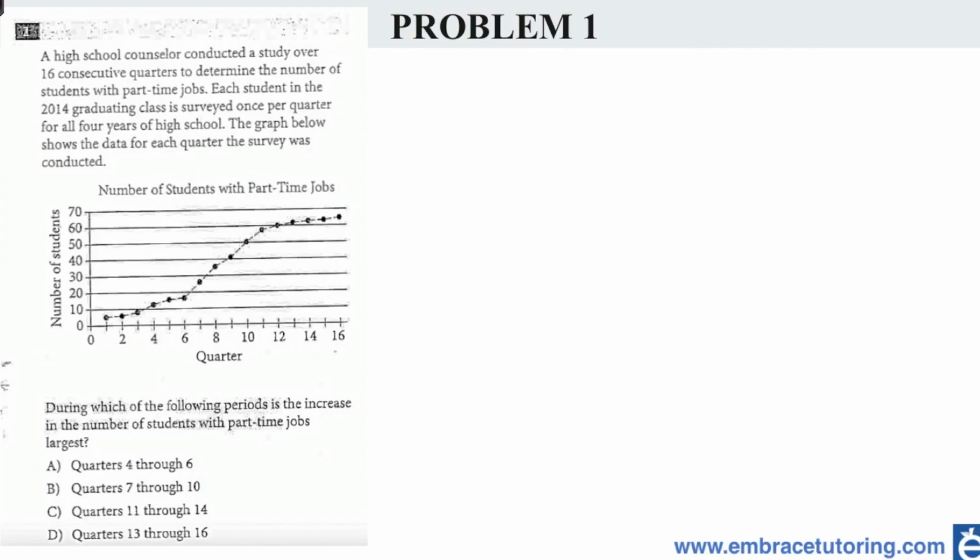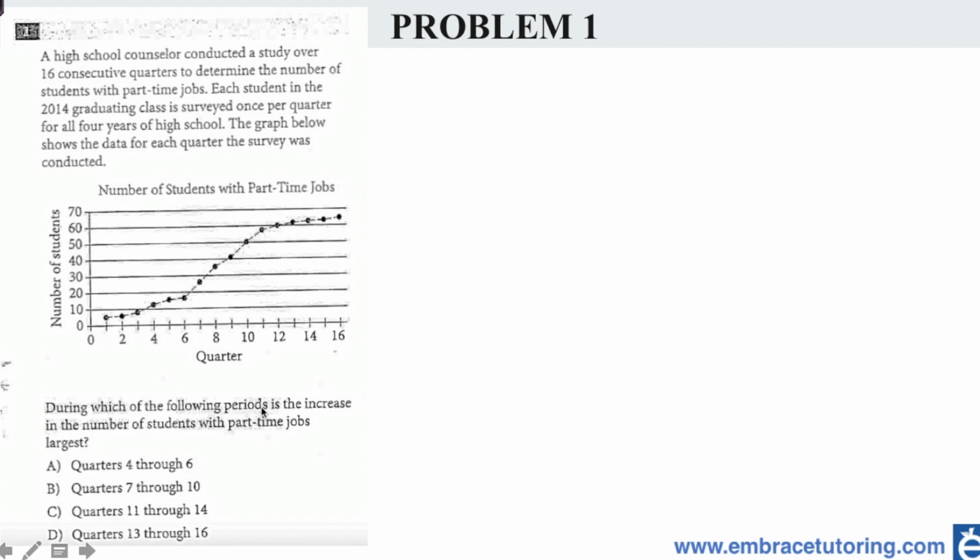Okay, moving into section 4 for the calculator section. Problem number 1 states, a high school counselor conducted a study over 16 consecutive quarters to determine the number of students with part-time jobs. Each student in the 2014 graduating class is surveyed once per quarter for all 4 years of high school. The graph below shows the data for each quarter the survey was conducted. I see for my x-axis, I see quarters, and for my y, I see number of students.